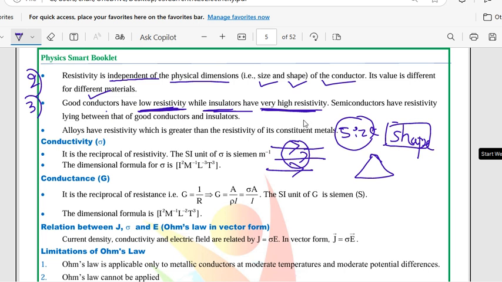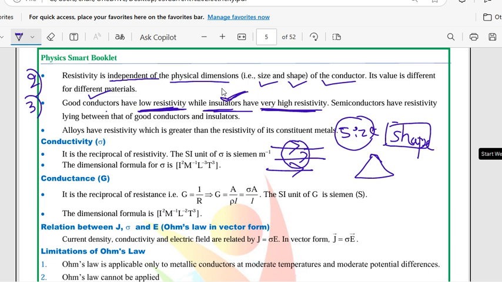The capability of electrons to flow inside good conductors is high, so the opposition to the flow of electricity is low. Of course, resistivity is low because conductors have a good capability to pass free electrons inside them. That's why they have low resistivity. Now, if we consider the insulators, what are insulators?